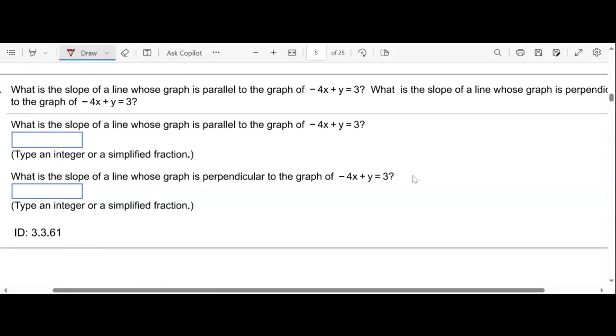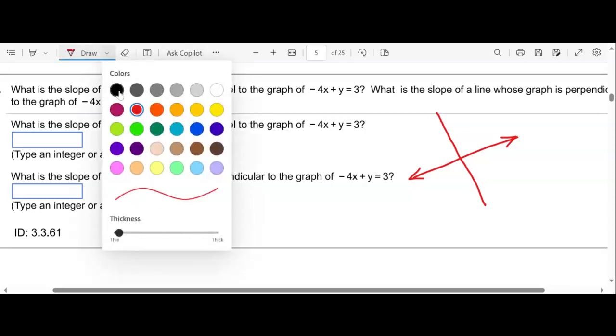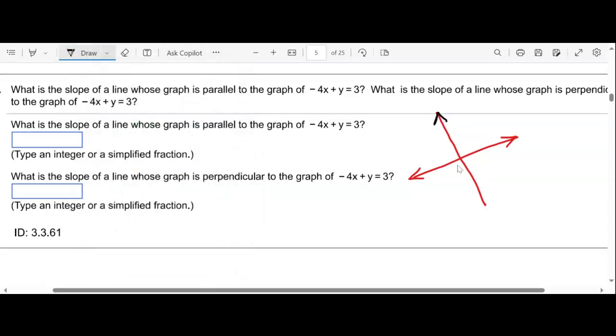So if you have a graph going this way, right, one graph, the other graph is going which way? This way. So if it's going this way, then they are perpendicular, right? Yes. So if this is slope 1, m1, he wants m2.